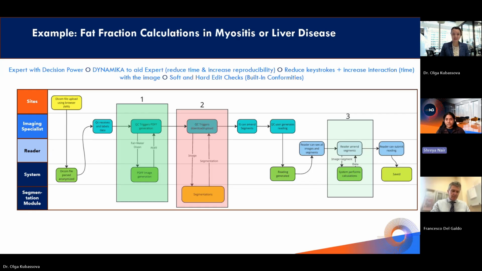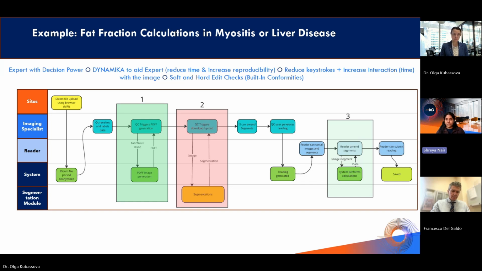This particular workflow is a more granular workflow for the use case that Professor Mikael Boesen was speaking a few slides back about quantifying myositis. And this actually shows how these different users interact in this workflow, where it starts from the left, where the site user uploads images. Our system, DYNAMIKA, would parse and anonymize them. It goes on to the imaging specialist who performs the quality check.